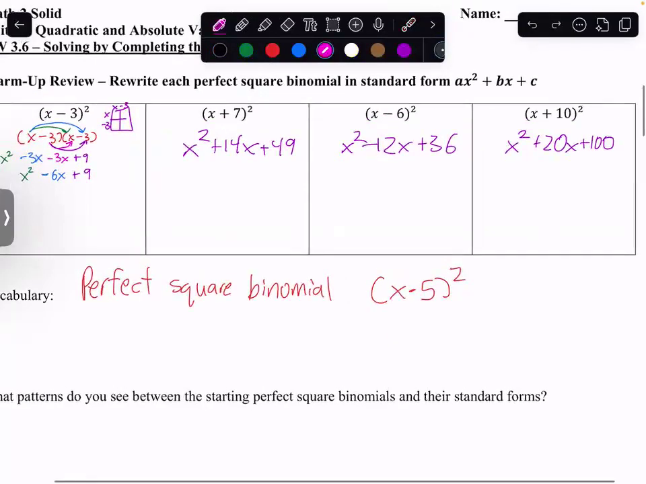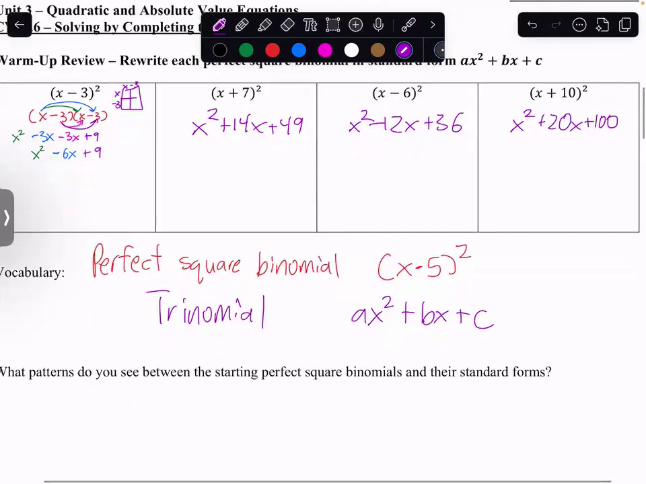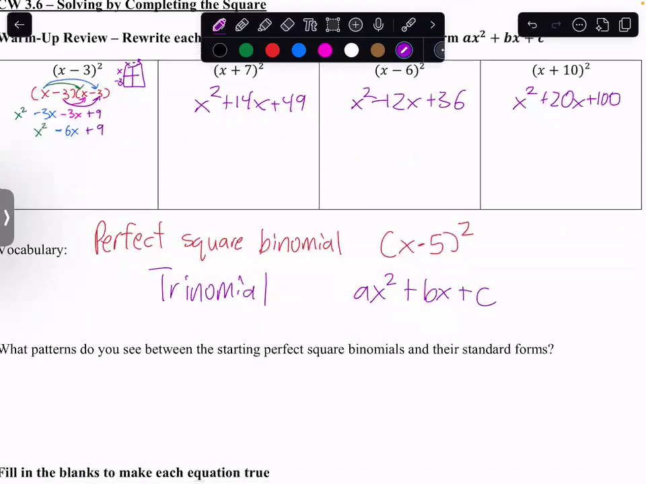Okay, and then just a reminder, we've defined trinomial as something with three terms, right? So that could be like ax squared plus bx plus c. Okay, so we're going to refer back to the warm-up because there's an important connection between these two forms of each problem. The perfect square binomial form with the parentheses and the trinomial form with no parentheses.